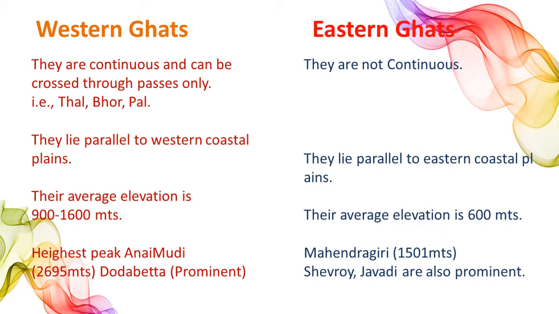The Western Ghats are higher in elevation when compared to Eastern Ghats. Their elevation is 900 to 1600 meters, whereas the Eastern Ghats elevation is just 600 meters. Western Ghats receive orographic rainfall. I hope you understand children, orographic rainfall: the rainfall which is caused due to mountains.